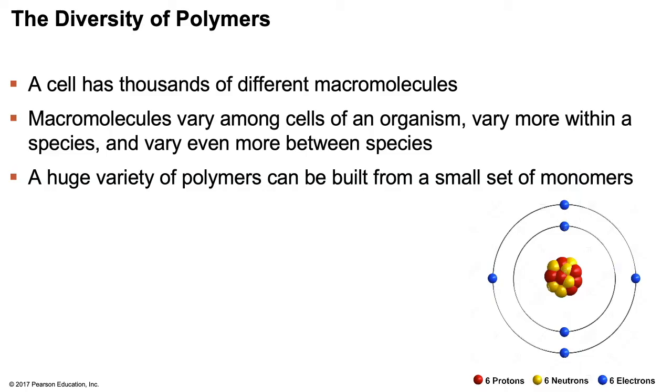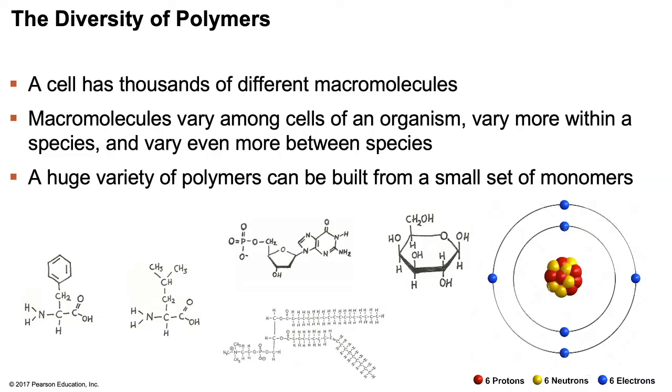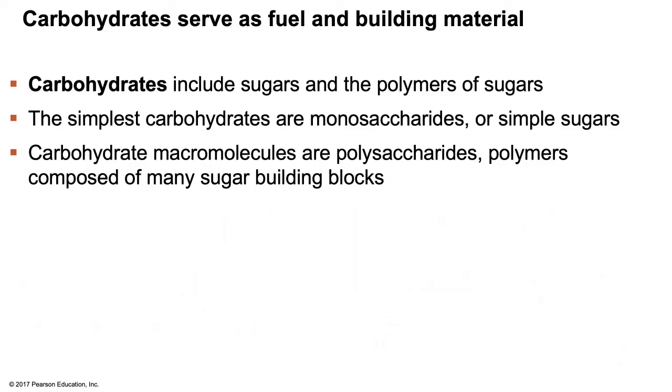Cells have thousands of different macromolecules, which can vary among cells of a single organism. They can vary within a single species, and they can vary between different species. That versatility of carbon lends to this huge variety of polymers that we can build from a small set of monomers. So let's get into those macromolecules.